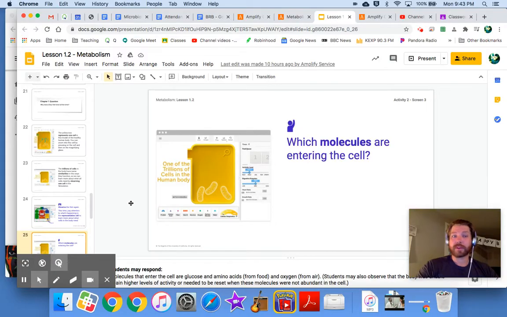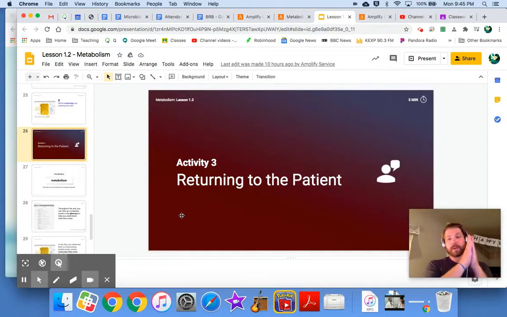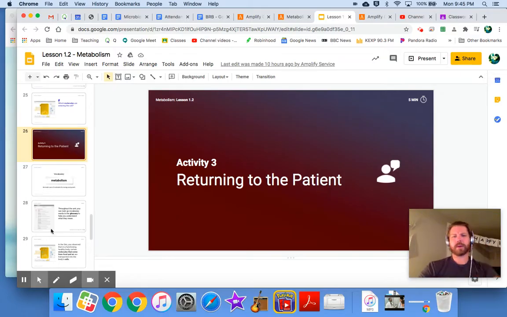Which molecules are entering the cell? What does it look like happens to those molecules? Go ahead, run the simulation again, and focus just on the cell, specifically on the molecules. Great. Now we're going to return to Elisa and talk a little bit more about her condition.